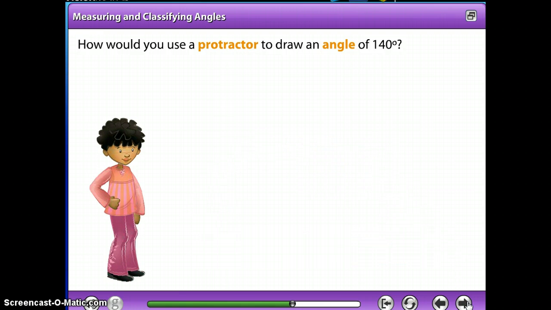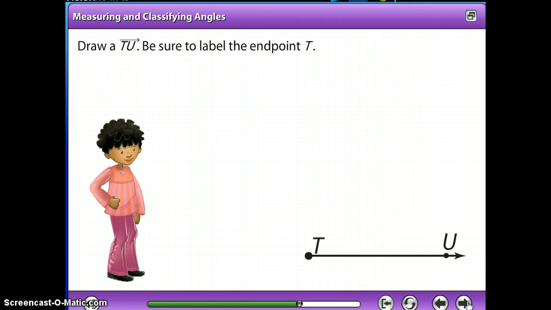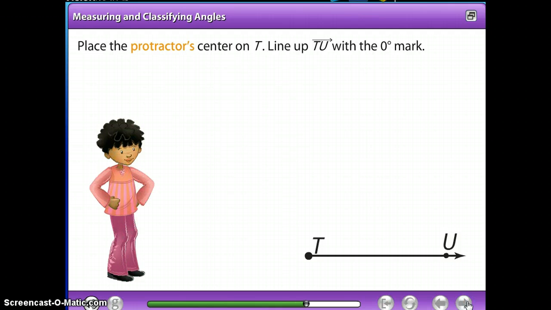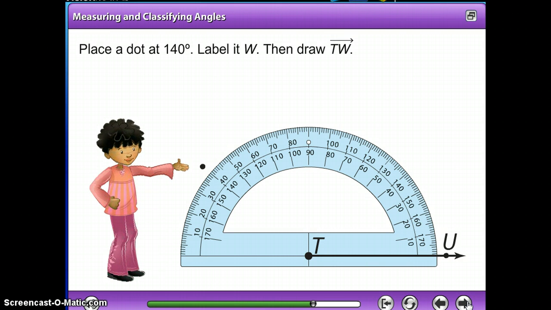How would you use a protractor to draw an angle of 140 degrees? Draw a ray, TU. Be sure to label the endpoint T. Place the protractor's center on T. Line up ray TU with the 0 degree mark. Place a dot at 140 degrees, label it W, then draw ray TW.